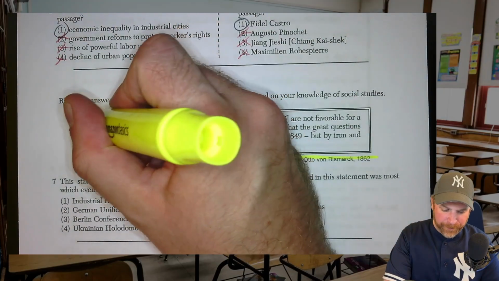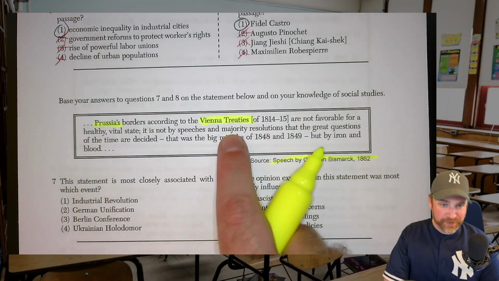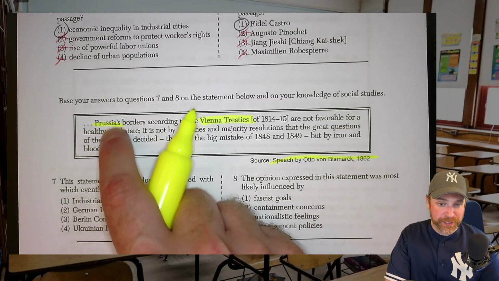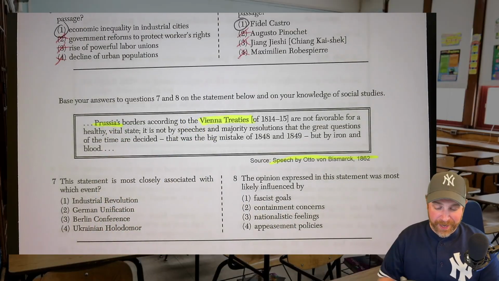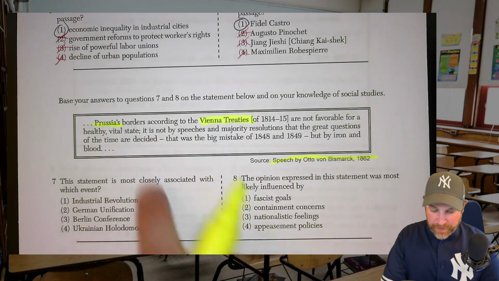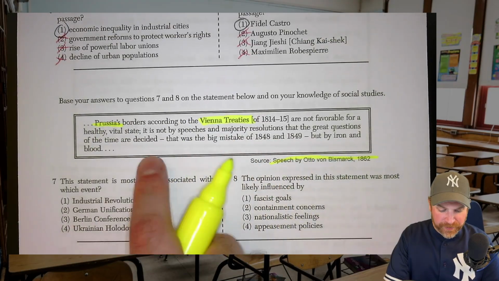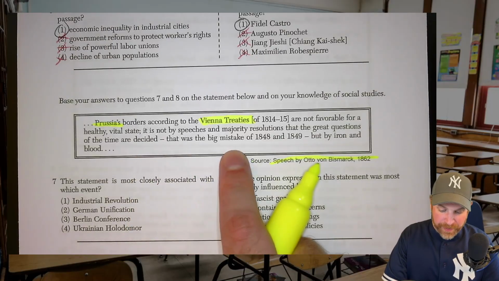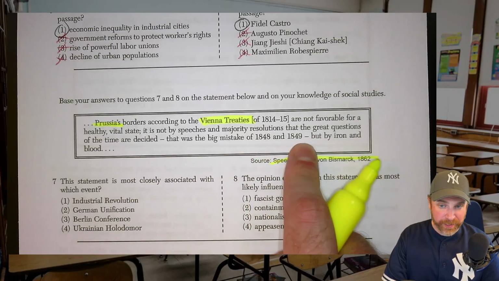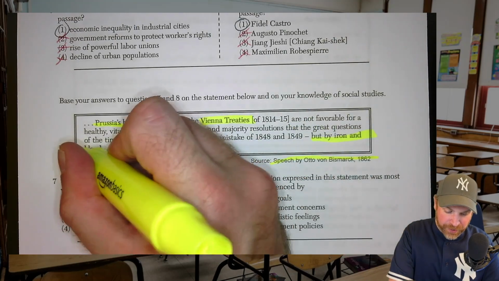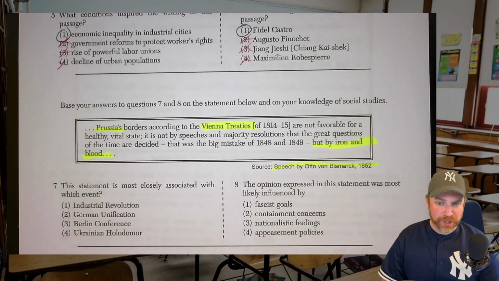Bismarck here is arguing that Prussia is suffering as a result of this. Prussia was one of those German states in Central Europe prior to German unification. It doesn't exist anymore. It is not by speeches and majority resolutions that the great questions of the time are decided. That was the big mistake of 1848 and 1849, but by iron and blood, right? That's his famous speech. How can we achieve the unification of German people?